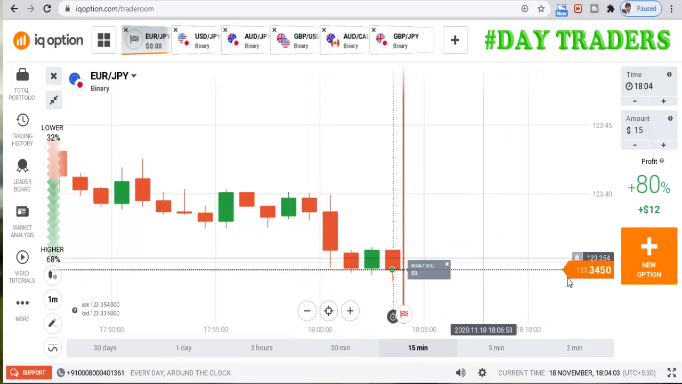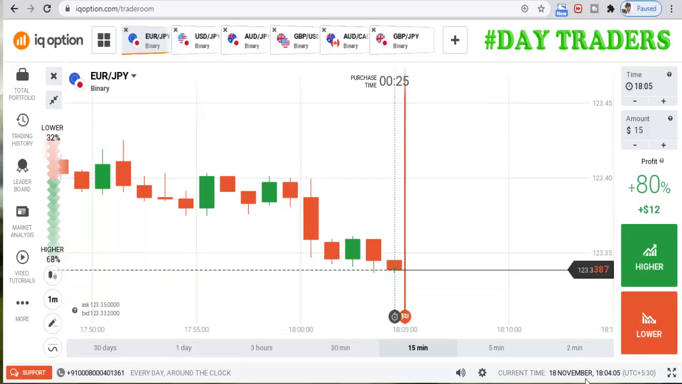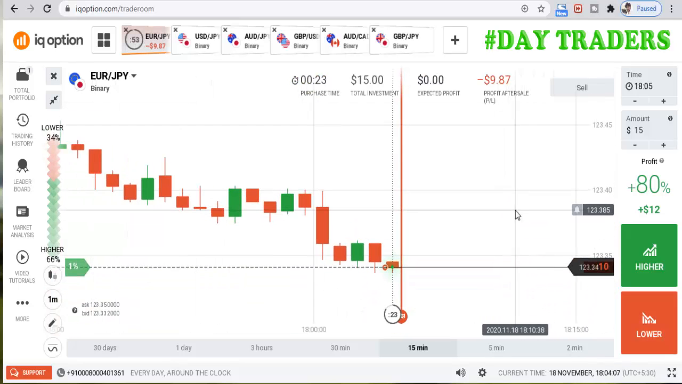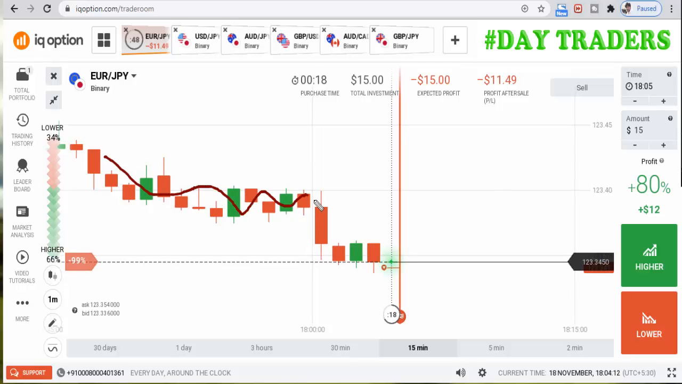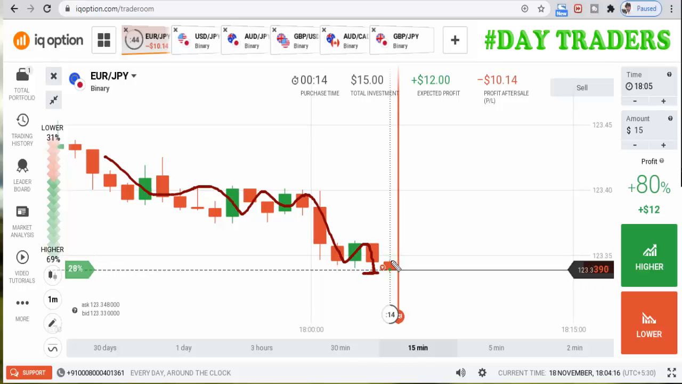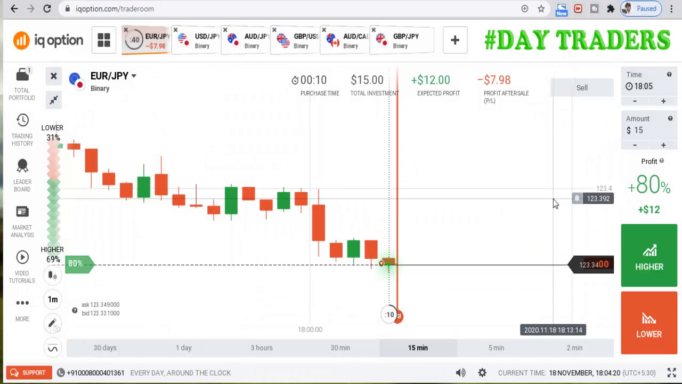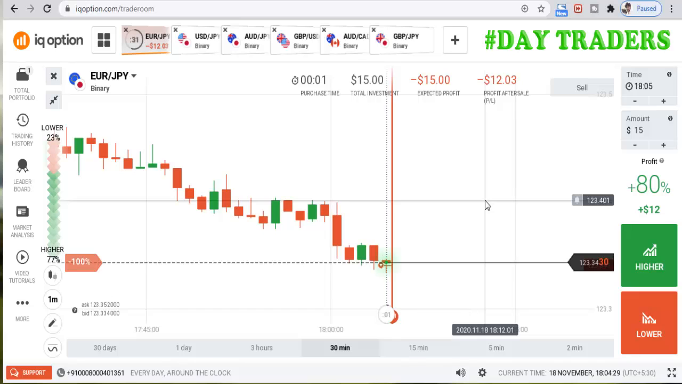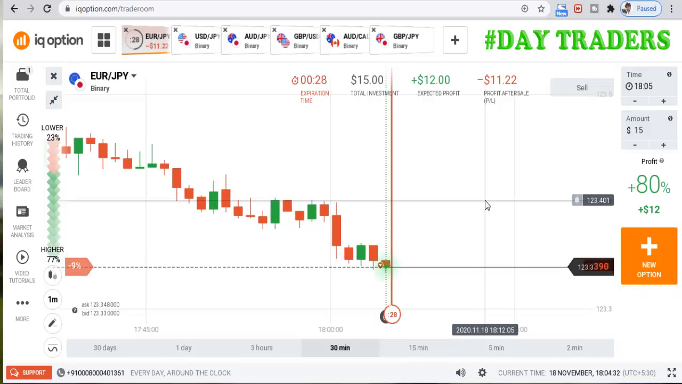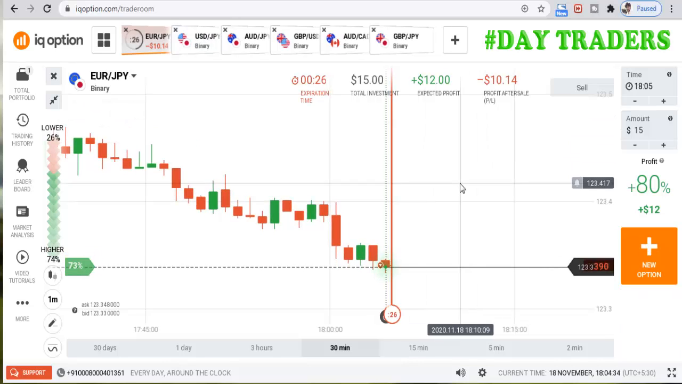Okay, this is ATM, no problem. We'll place a lower option. And this is a downtrend market. This candle made a new low, so I'm expecting a next bearish candle. Okay, let's check the next pair.